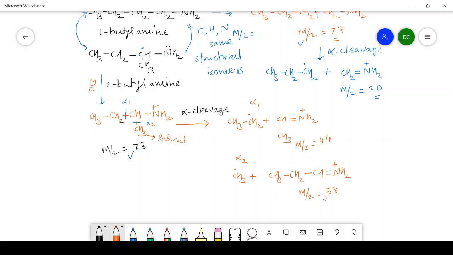Now, these are the 2 alpha cleavages that occur in the case of 2-butylamine. Now, look at the structures of the radicals that are formed in the 2 cleavages. This is the ethyl radical, this is the methyl radical. And according to the fragmentation rule, the cleavage in which there is formation of the larger radical is the favored or preferred one. Therefore, out of alpha 1 and alpha 2, the alpha 1 cleavage is the preferred one.